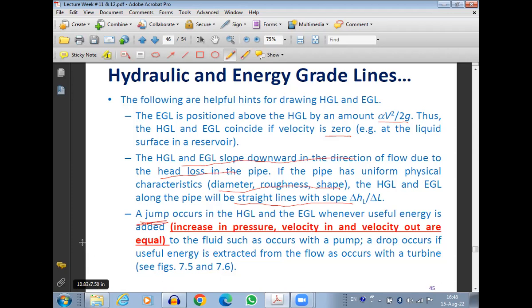If it is suddenly jumping down, then it is not head loss, it is basically the turbine head, because the turbine is extracting energy at that point, suddenly. Okay. If it is head loss, it will not be sudden, it will be gradual. So this is again a question. There are several conceptual questions that can come out from the topic of hydraulic grade line and energy grade line. Such as occurs with the pump. A drop occurs if the useful energy is extracted from the flow, as occurs with the turbine.